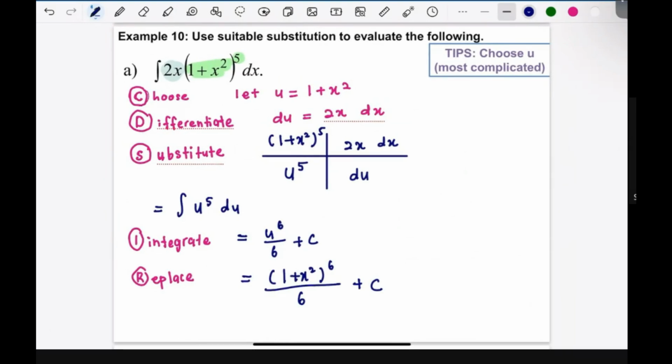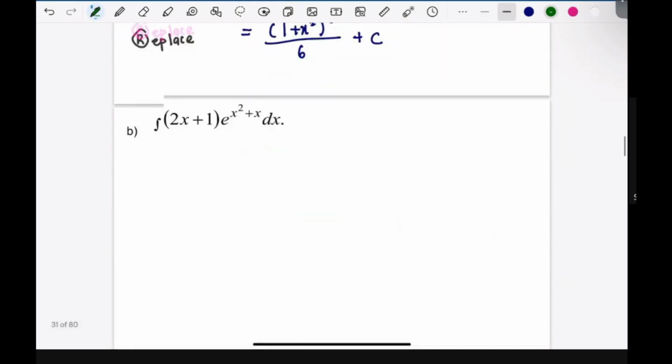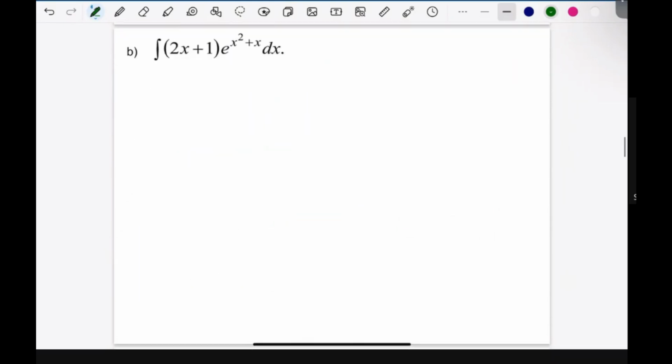Okay, so it's a very simple step, very basic step. It's just that our main important part would be on our first step. You have to choose the correct U. Okay, let's try again with the second example. Now we have to integrate (2x plus 1) times e to the power of x squared plus x dx.